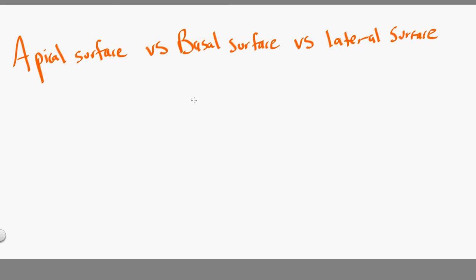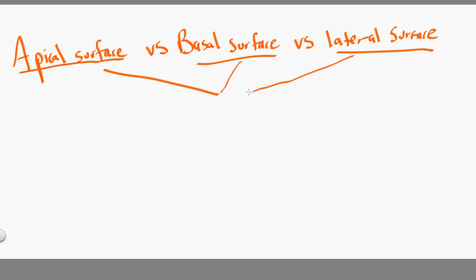Okay, so in this video we're now going to be looking at the differences between the apical surface, the basal surface, and the lateral surface. Now, just to be clear, all three of these surfaces are related to epithelial cells. That's what this is about. The epithelial cells. That's what these surfaces are related to.